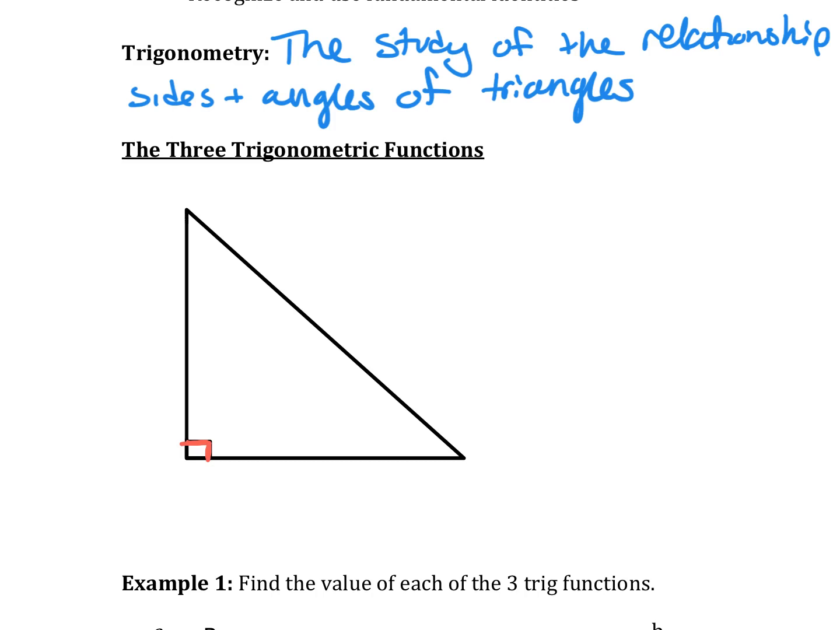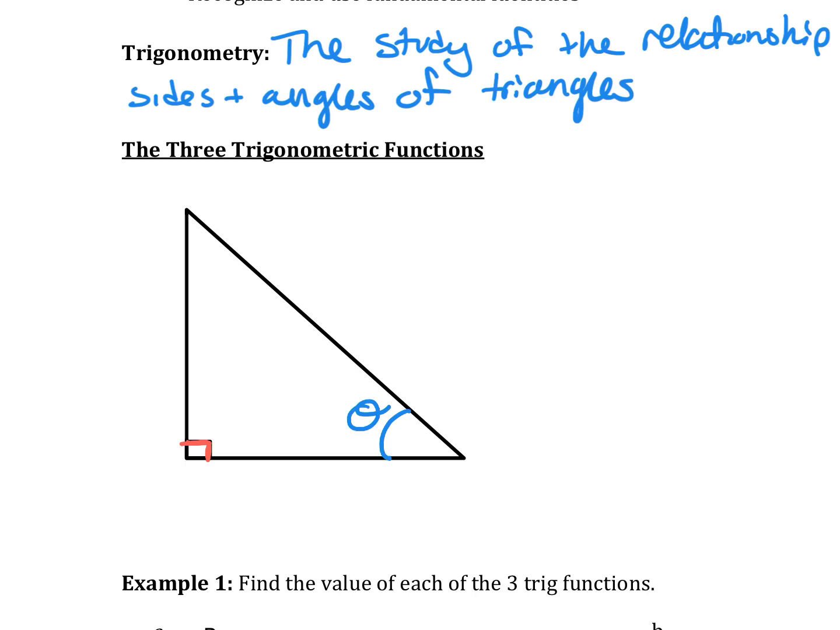So whenever you're trying to set up a trig ratio, you have to have an angle in mind that you're looking at. It's either going to be this acute angle or this acute angle. We're not going to be doing trig functions of the right angle. It'll be one of the other two. So let's just say we're focused on this angle right here. So we'll call that angle theta.